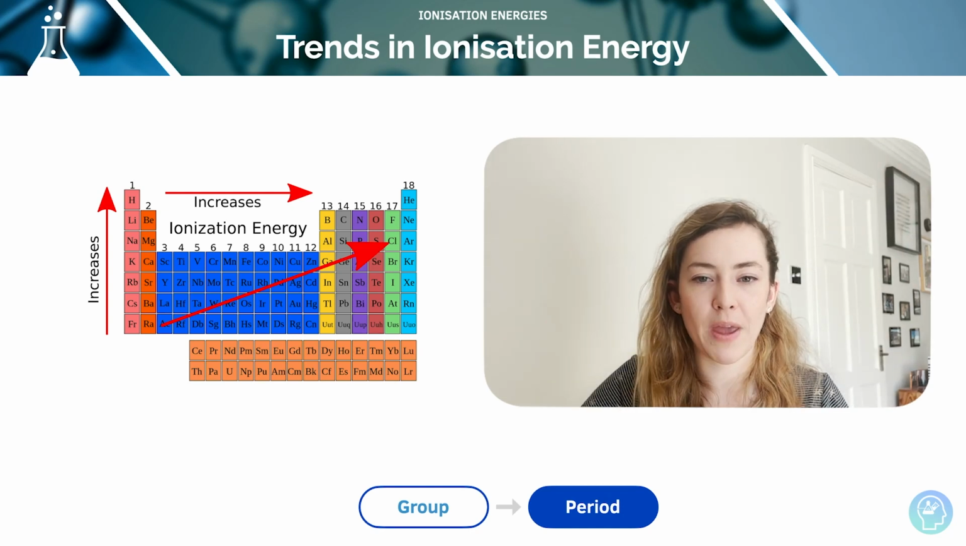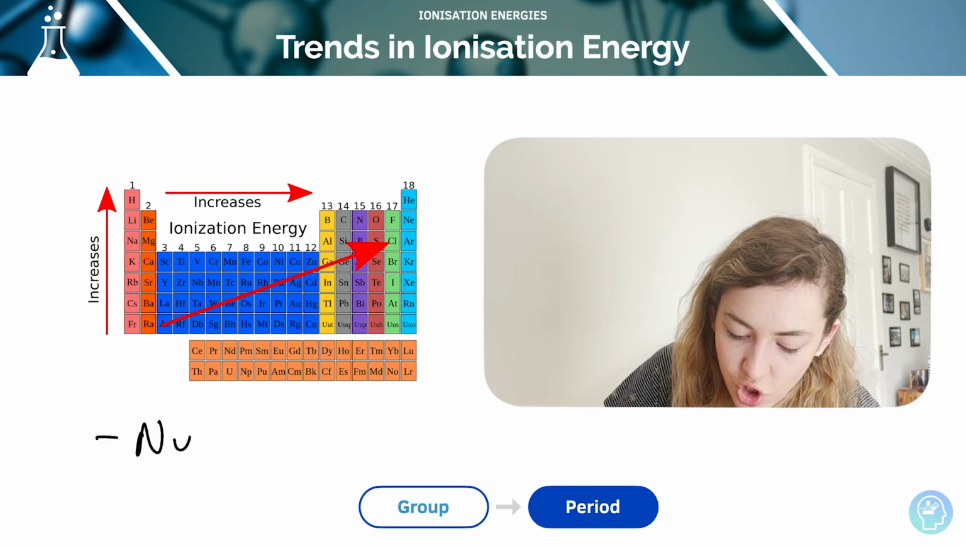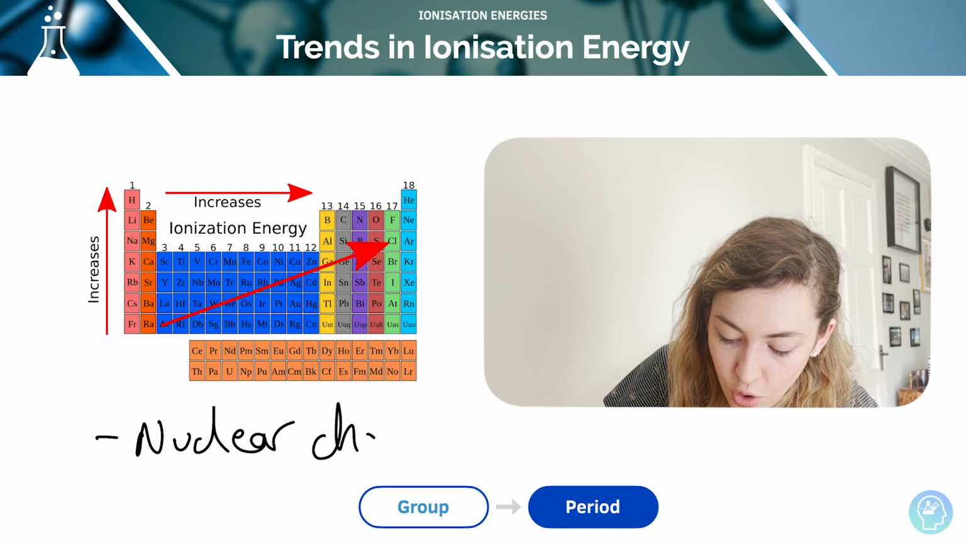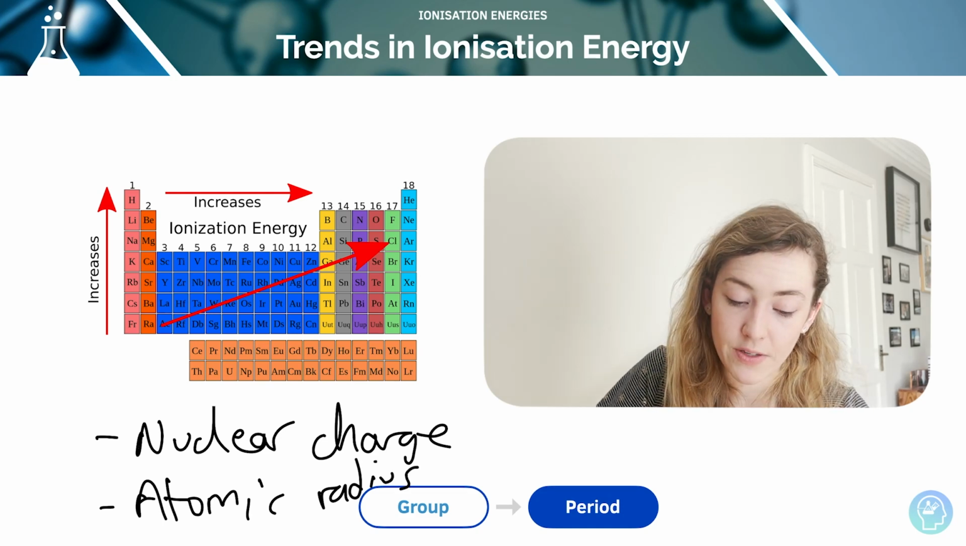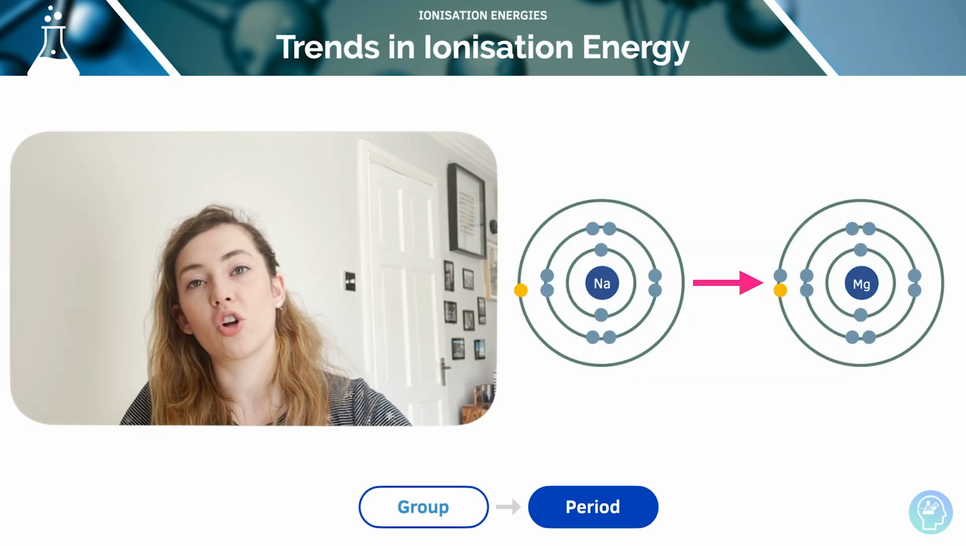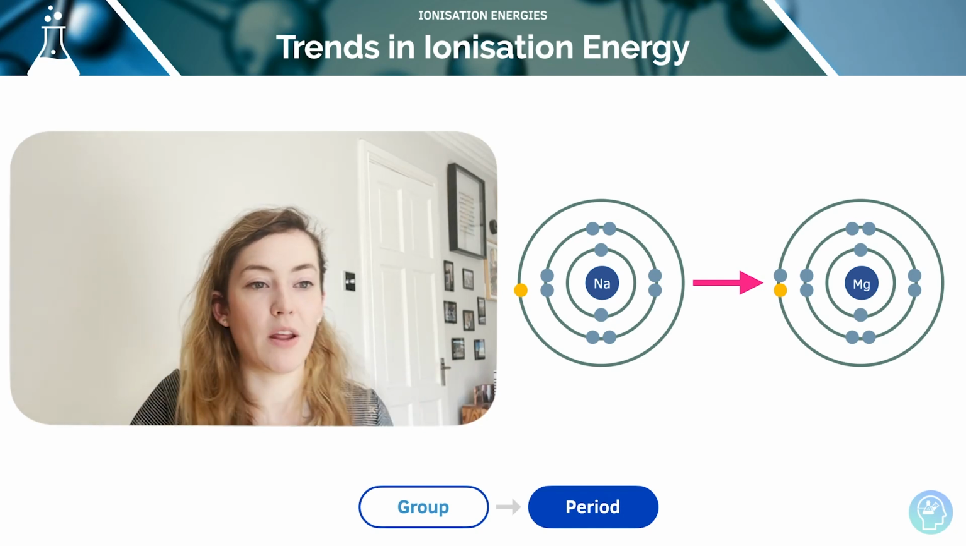So as we move across the period, we're also going to get an increase in ionization energies. And this is due to 2 things. So we've got nuclear charge. Now, this is where it does matter. So nuclear charge, and we've got atomic radius. Of course, shielding doesn't change as we move across a period. So the nuclear charge is going to increase as we move along. We're going to add a proton each time we move on to the next element in the period.